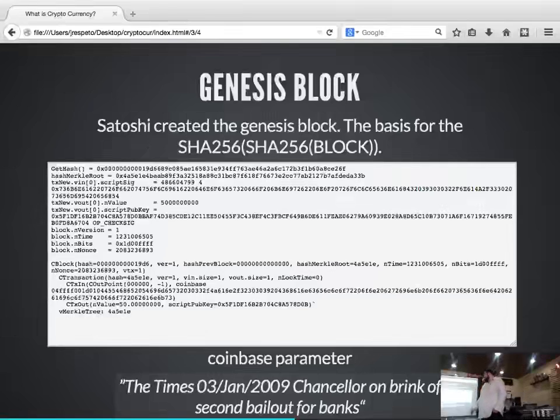So this actually says The Times. This is the actual message in the Coinbase parameter when you decode it: The Times 03 January 2009 Chancellor on the brink of second bailout of banks. So that's his impetus for creating cryptocurrency. All right, let's go down.